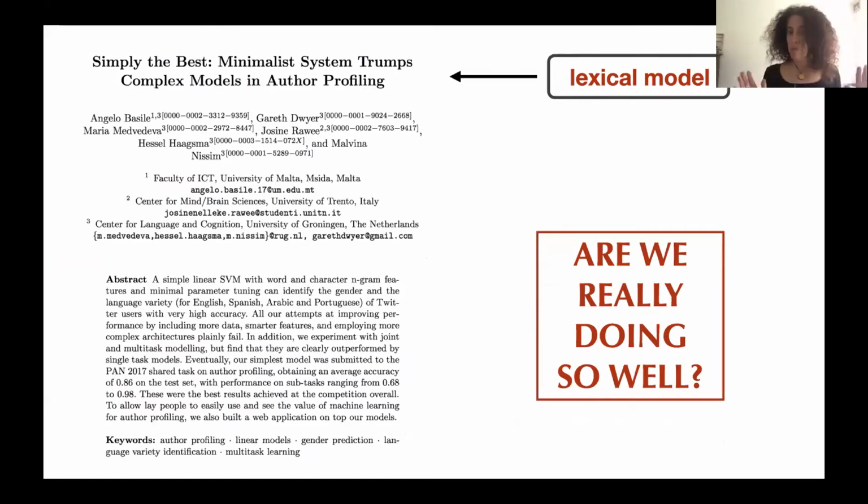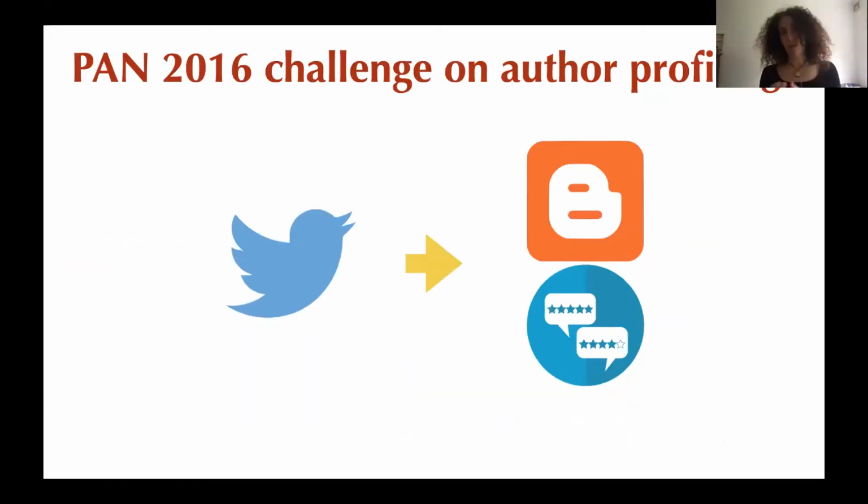So we wrote a paper about this where we actually left it at, is this really true? Are we really doing so well? So what we did, we also took data from the PAN 2016 challenge that actually had implemented a cross-genre setting. It was still all on social media, but it still asked systems to be trained on tweets and then be tested on blogs or reviews.